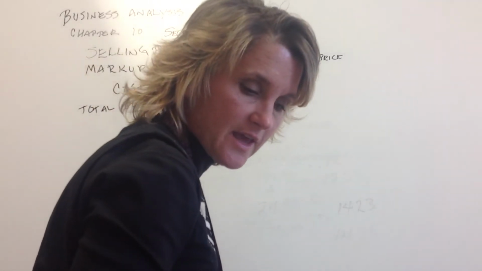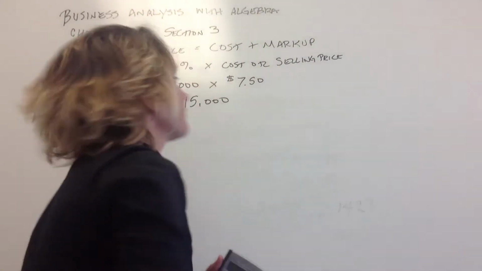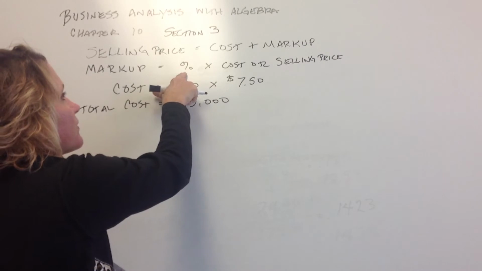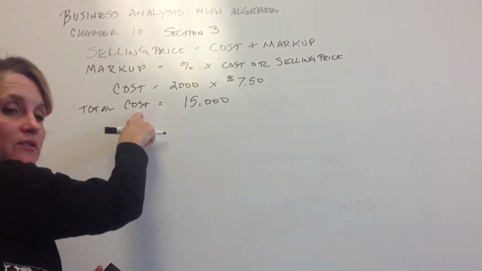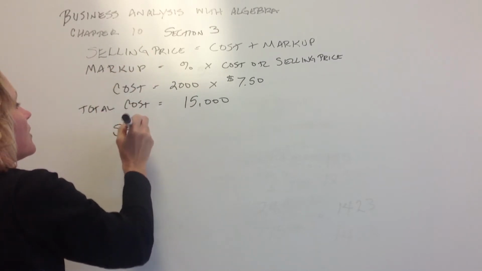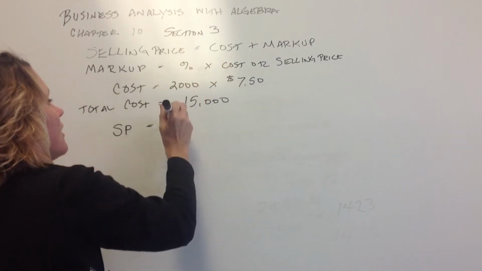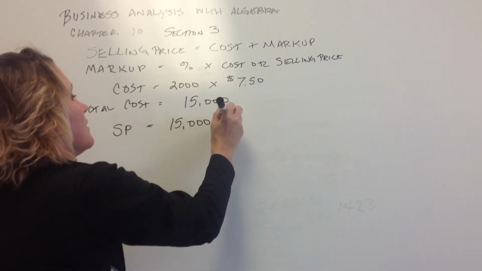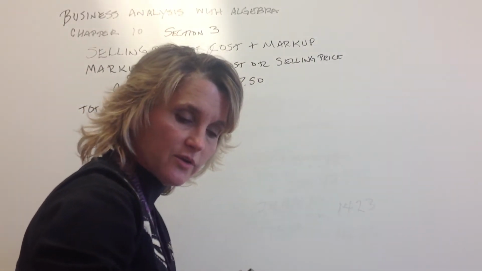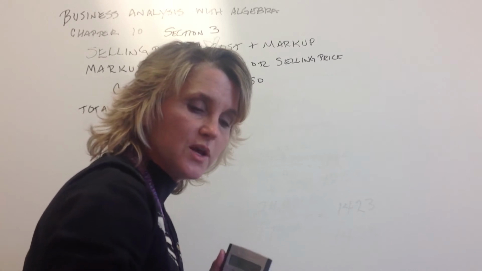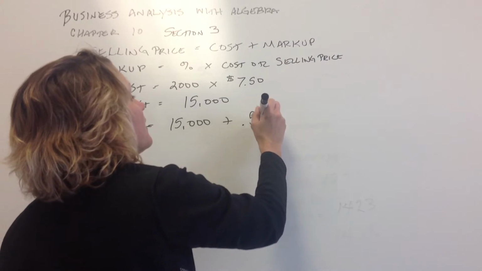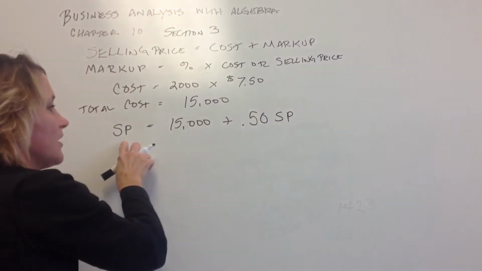Then they tell us that the markup is 50% of the selling price. So we can't jump to the markup formula, because we have it as a percent of selling price, and what they've given us is cost. So if we go back into our top formula, our selling price is equal to our cost of $15,000 plus our markup. Now we don't know what that dollar amount is, and we can't compute it, but we do know that it's a percentage of selling price. It's 50% of our selling price.